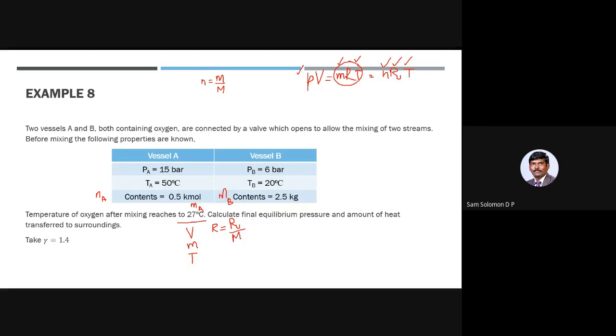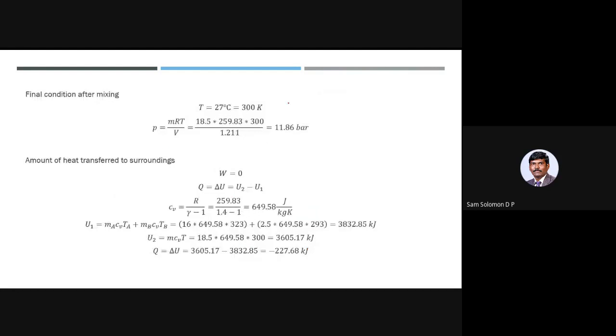So now in the relation PV equal to mRT, only P is missing. So you can use P equal to mRT divided by V. All these values are total values, the final values, and that will give you the final equilibrium pressure, which is 11.86 bar, and the amount of heat transferred to the surroundings. In this particular case, it is just mixing, so work done is 0.